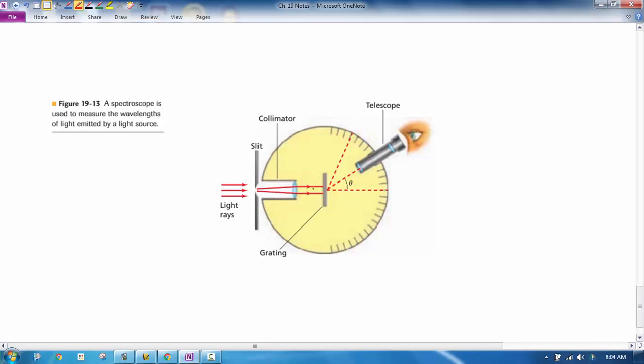I guess the last thing I can show you, not something you really need to know, is how a spectroscope can be used to measure the wavelength of light. So light comes in, hits this diffraction grating right here, and diffracts, and we can then measure the wavelength of light.